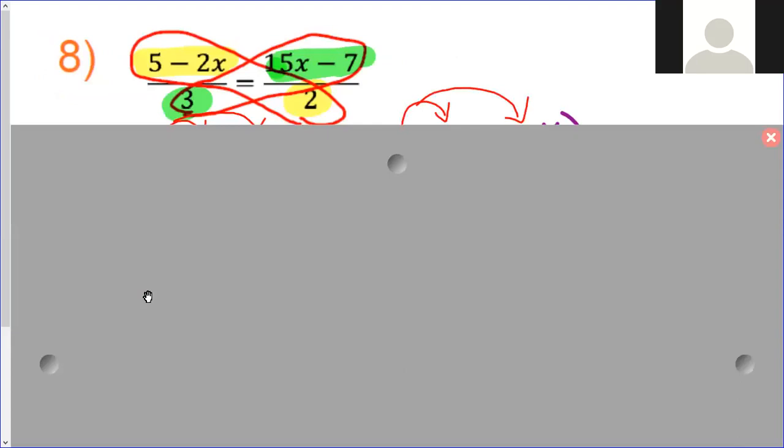Okay, next question. You see we have a fraction on the left-hand side and a fraction on the right-hand side. I want you to write this down and write the circles just the way that I have been writing the circles as well. So 5 minus 2x over 3, 15x minus 7 over 2. I'll give you a second to write that down.